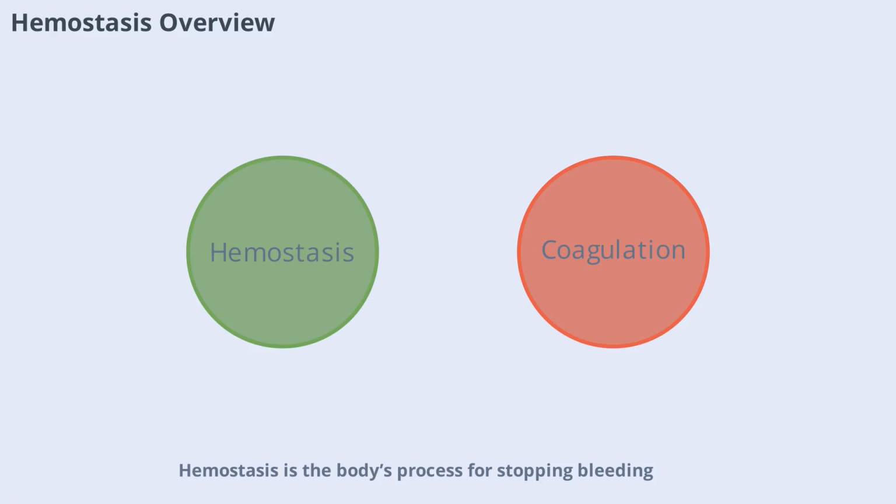Hemostasis is the body's process for stopping bleeding. It involves 4 key steps. First, the injured vessel constricts to reduce blood flow. Second, platelets adhere to the site and form a plug. Third, the coagulation cascade activates, producing fibrin to strengthen the plug. And finally, the clot retracts and stabilizes. Understanding these steps is essential for both natural and assisted control of bleeding in oral surgery.